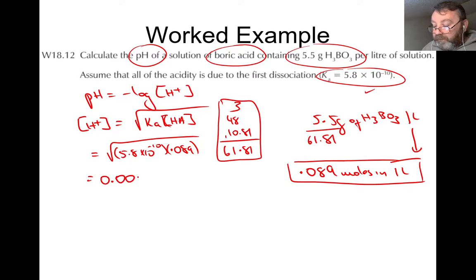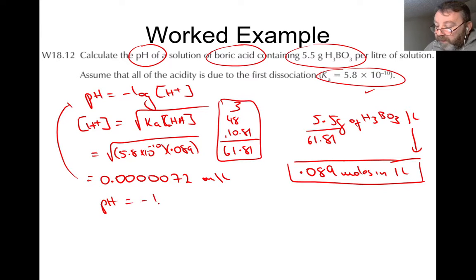0.0001234570.72. Where are we? H plus, moles per litre. And the final thing to do then is to take that into this formula here. pH equals minus the log of that number, 0.0001234572. And that's going to come out as minus the log of that, which comes out as 5.14.